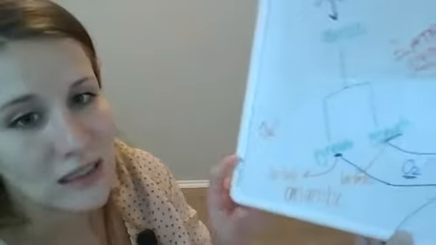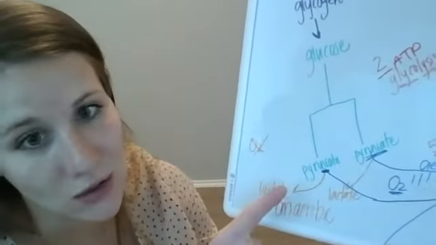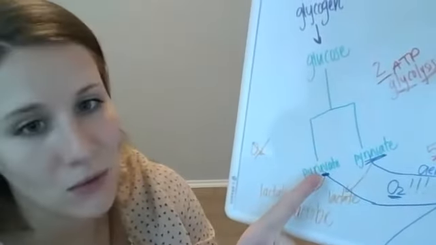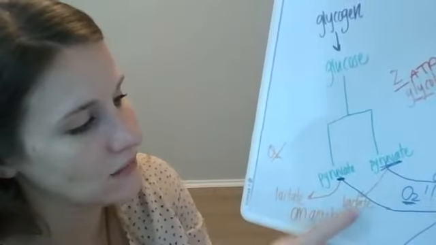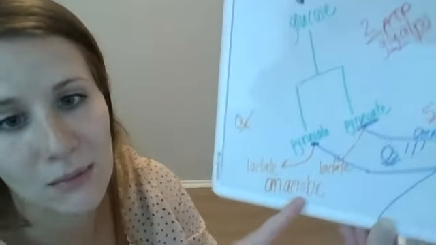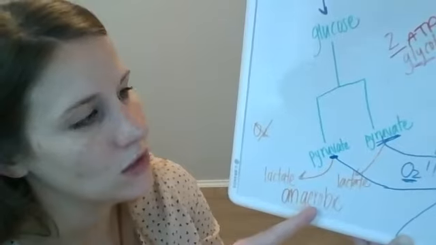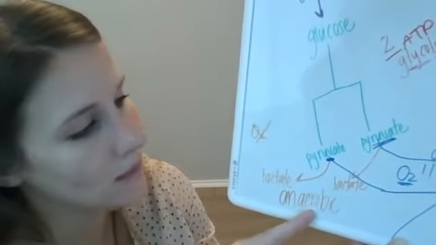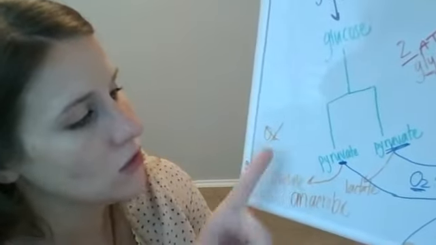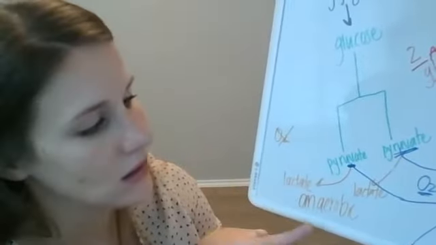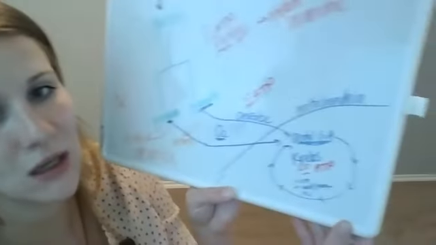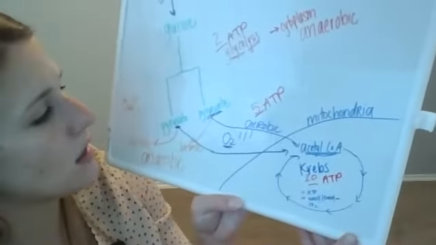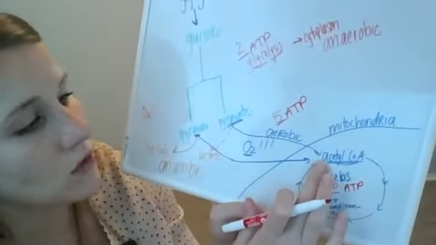If oxygen is not present, you don't have a ticket to go into the mitochondria, and pyruvate will be converted into lactate. That's going to be anaerobic metabolism. So carbohydrates are one of the few fuel sources that can be used anaerobically or without oxygen. No oxygen, pyruvate to lactate, will be anaerobic in nature. If oxygen is present, we get to go into our mitochondria. Pyruvate will be converted into acetyl-CoA.